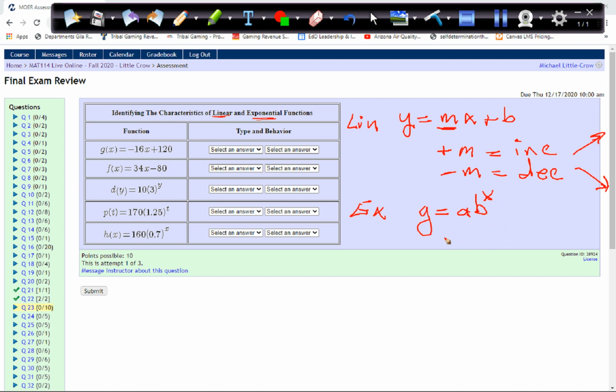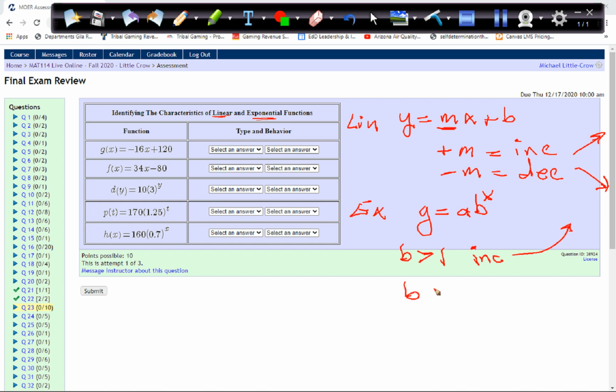Now there's kind of two ways to decide whether it's increasing or decreasing. The base, if it's larger than 1, it'll be, or sorry, larger than 1 means bigger than 100%, which means we're getting more. This is our increasing exponential. And they go like this, going up.